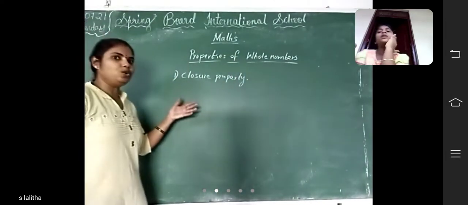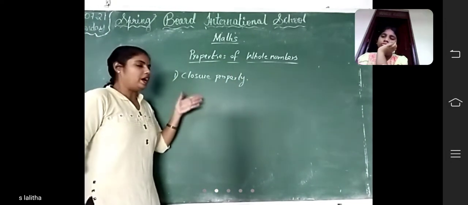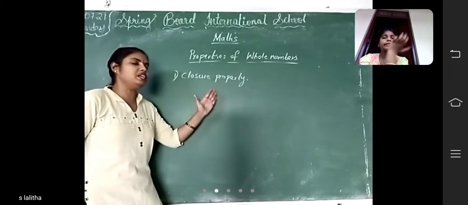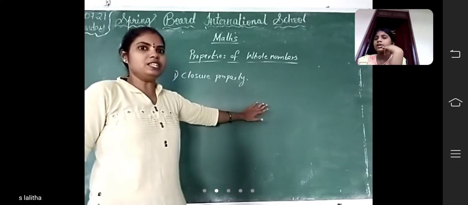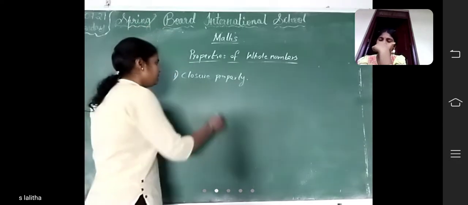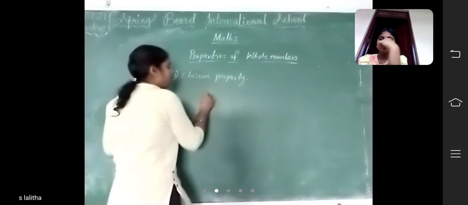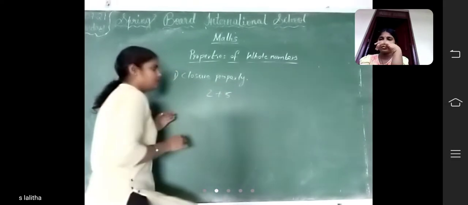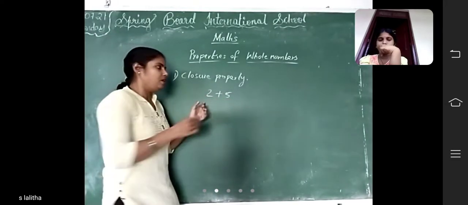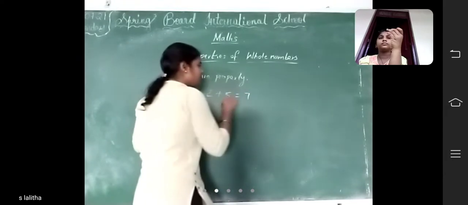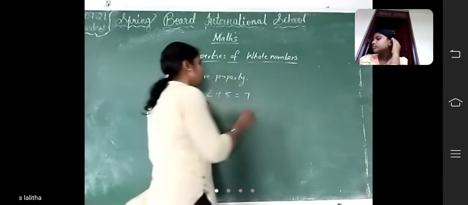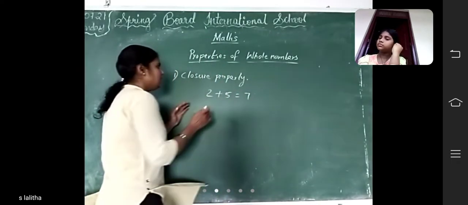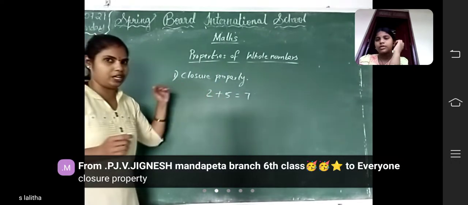If you take any two whole numbers and add them, we will get again a whole number. That is called closure property. Suppose take 2 and 5. These two are whole numbers. Now add these two. How much? 2 plus 5? 7. 7 is also a whole number. So that is the closure property. It is satisfied under addition.